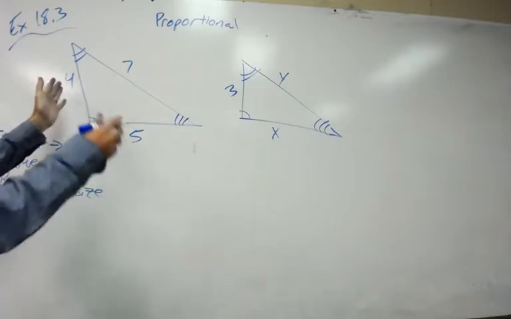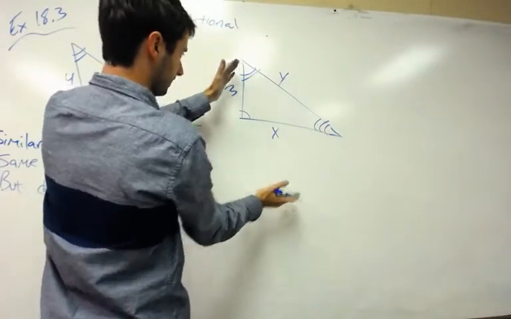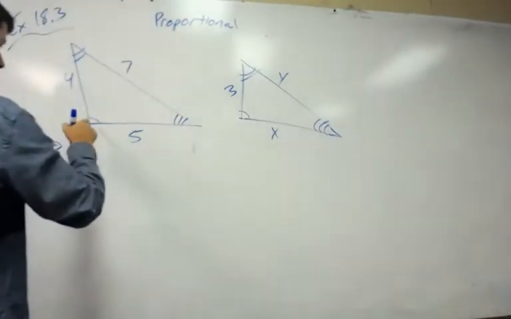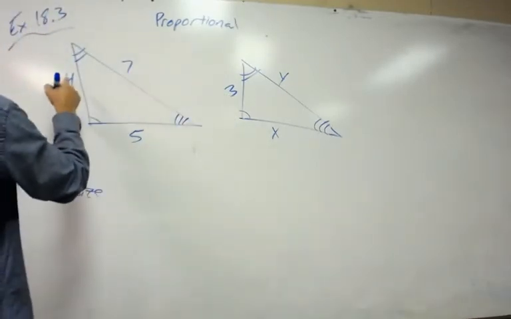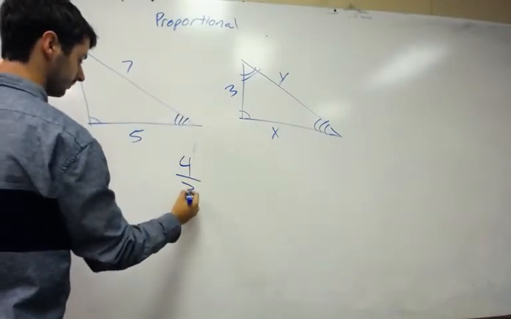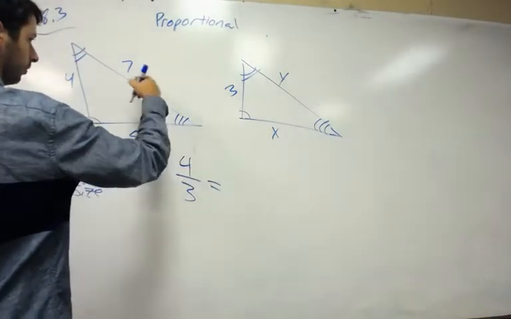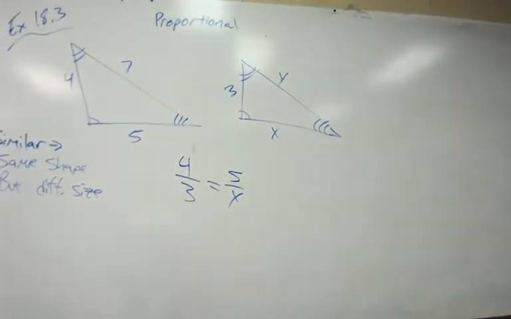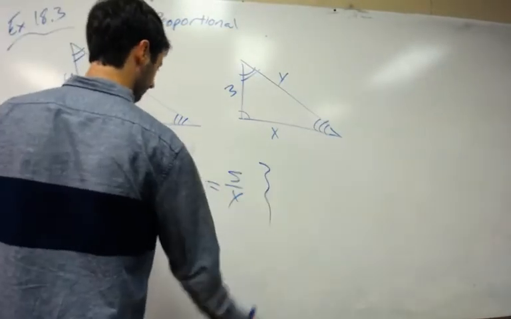So what we can do is set up a little ratio here, and we look at the corresponding sides. The first thing you always want to do is make sure if this triangle is twisted, line it up to where it looks like it's in the same place. This one tick mark is in line with that one, and so on and so forth. So now we know that this side correlates with this side. So I can say 4 over 3 equals 5 over x or 7 over y. I'm going to do 5 over x. But 4 to 3 is our ratio. And then we can solve for x.